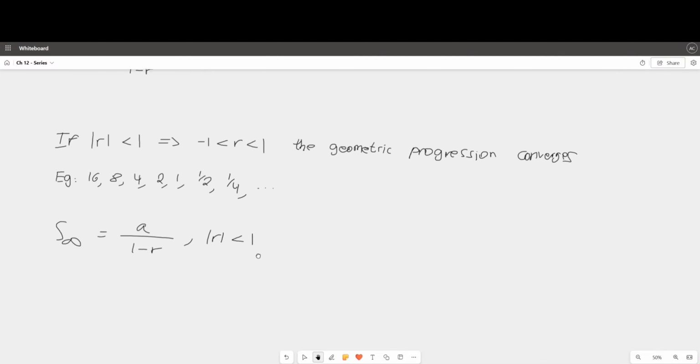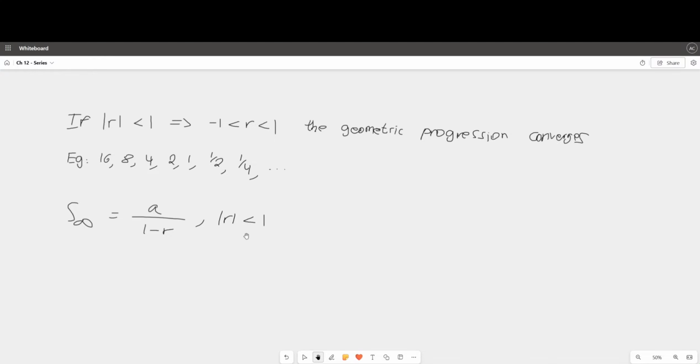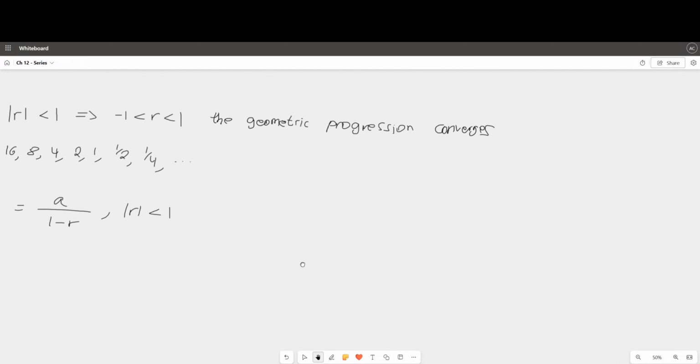And this is the condition for r, if you remember modulus, and then you can expand it. That tells you that a geometric progression converges when r is greater than -1 and less than 1, and when it converges, it also has a sum to infinity.